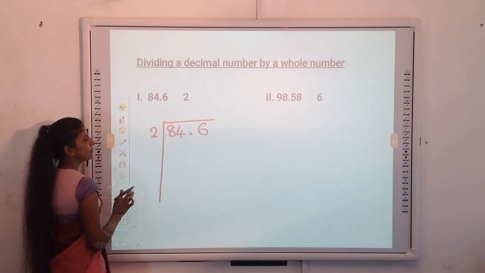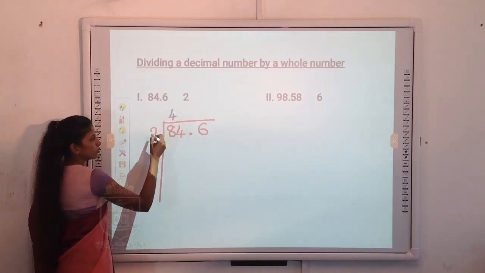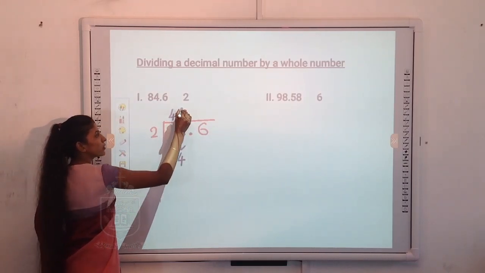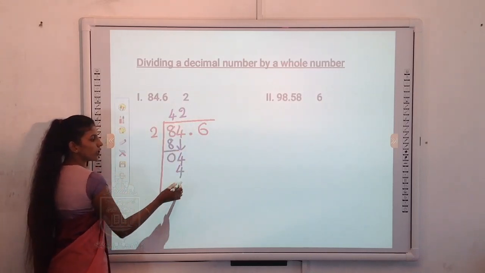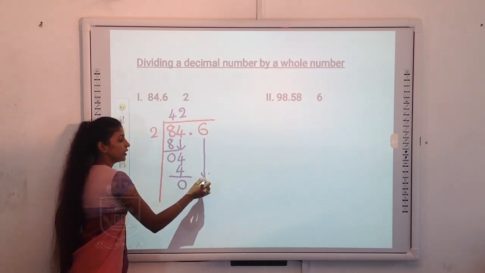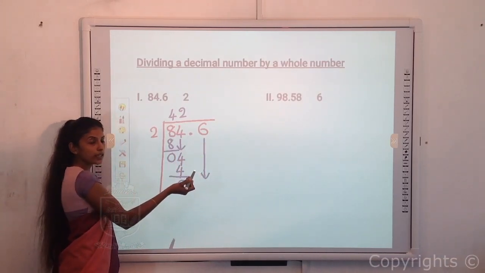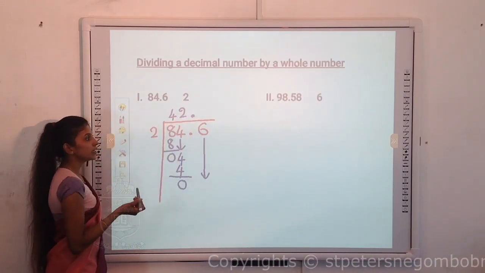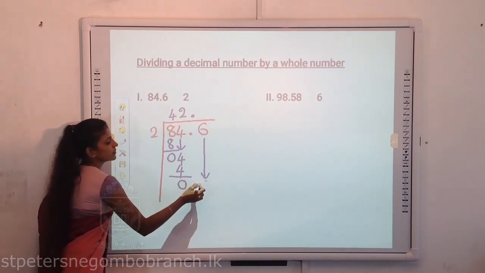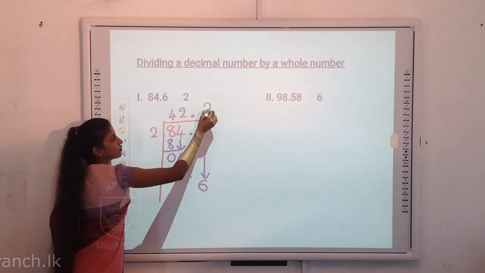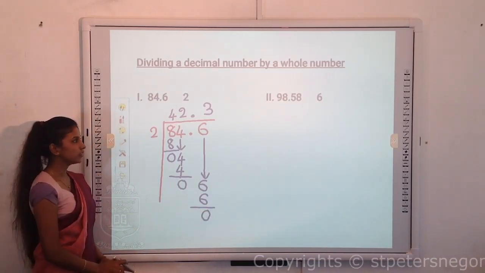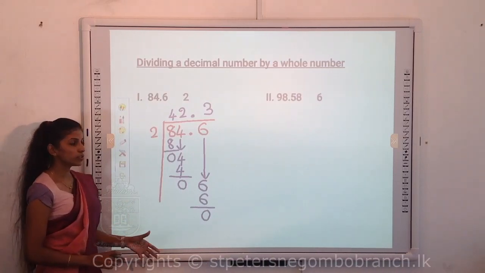So let's divide. So 4 times 2, you will have 8. Here remain the 0. Take 4 down. For 4, you have 2 times 2, 4. Remain the 0. Now you are moving to 6. But when you are taking 6, you can see a point is there. So you have to represent the point next before starting with this number after the point. So take 6 down. For 6, you have 3 times 2, 6. Remain the 0. So what's the answer? 42.3.